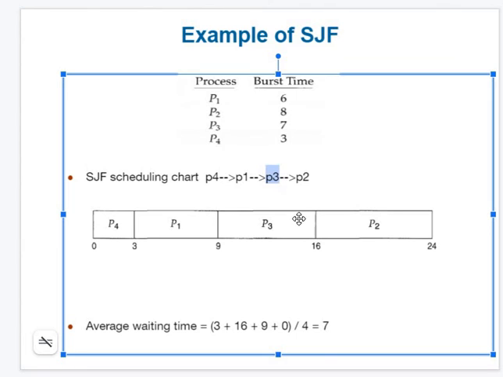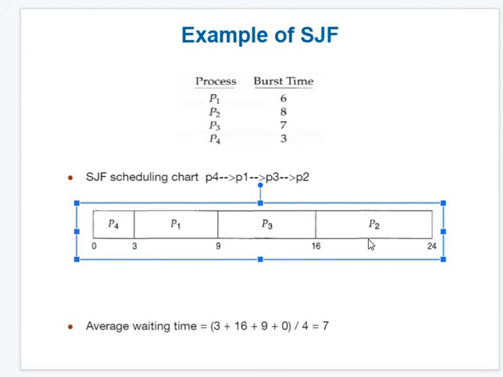So that makes execution of all the processes. So how to calculate average waiting time now? Waiting time of P1 is 3. Waiting time of P2 is 16. I said how to calculate.